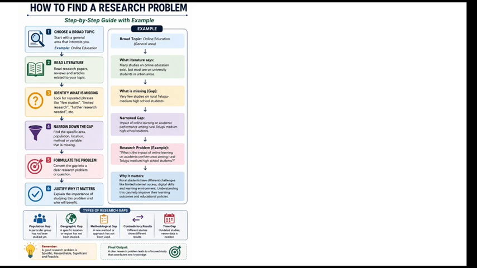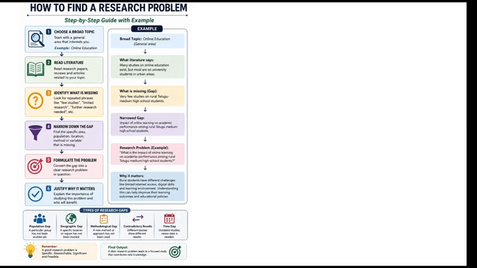So we select a new plant, and we create a research question from this: the effect of this particular plant extract on this disease. This study investigates the effect of this particular plant in this particular disease. Okay, so that becomes the research problem.